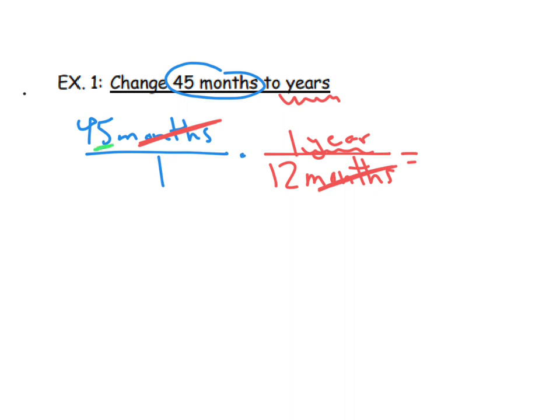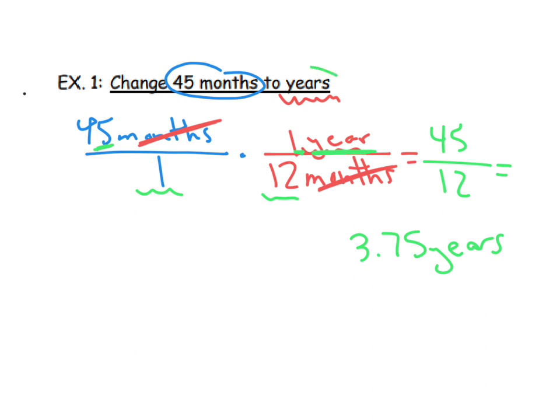So we're going to say 45 times 1, which is 45, divided by 1 times 12, which is 12. We're going to divide that out. 45 divided by 12 is 3.75, and notice our unit left is years, which is what we wanted. So 45 months is the same thing as 3.75 years.